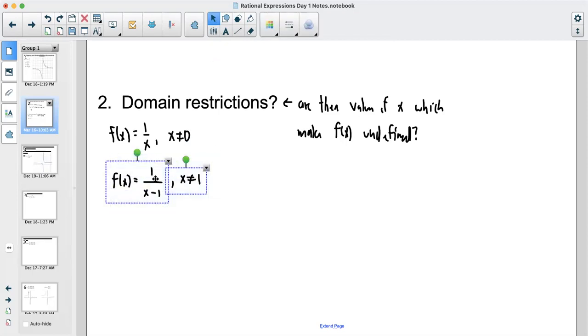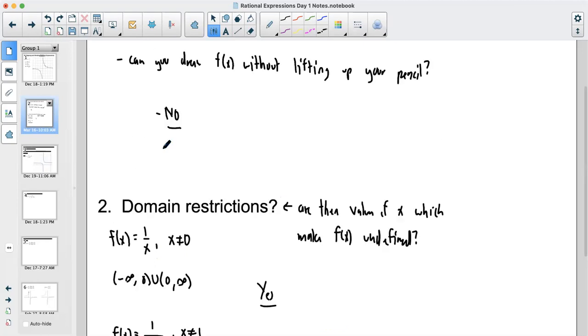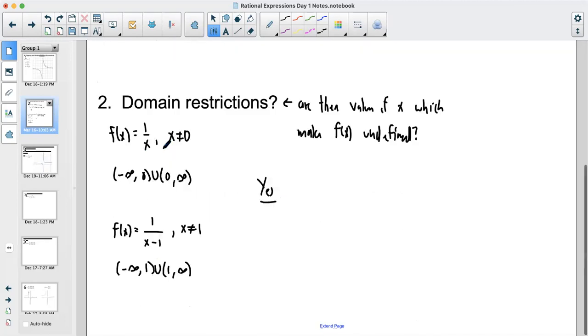And just to review, we usually write these with interval notation. The interval notation for the domain of this function would be negative infinity to 0, and then 0 to infinity. The parentheses mean that you don't count 0. If we were talking about the domain of this one, we would say the domain is everything less than 1, and everything bigger than 1, and again, not counting 1. So are these rational functions continuous? No. Do they have domain restrictions? Almost always, yes.